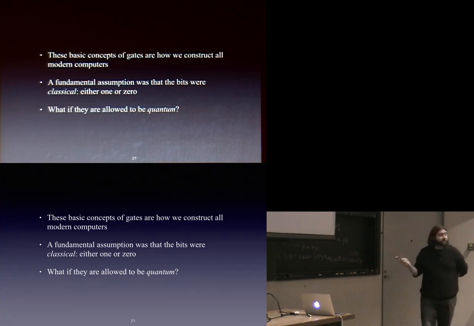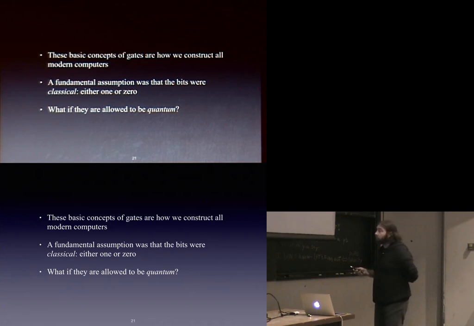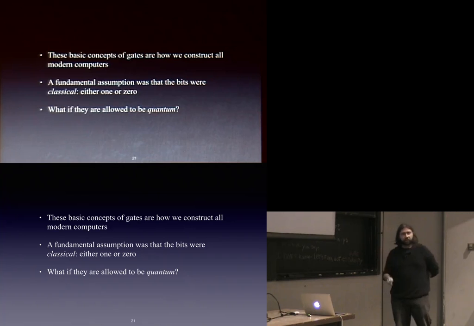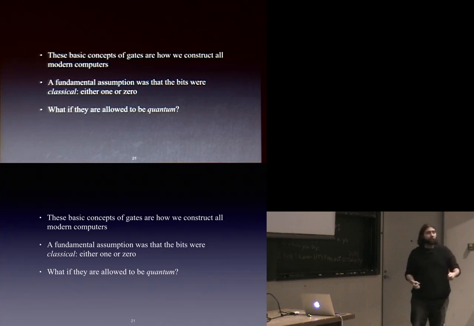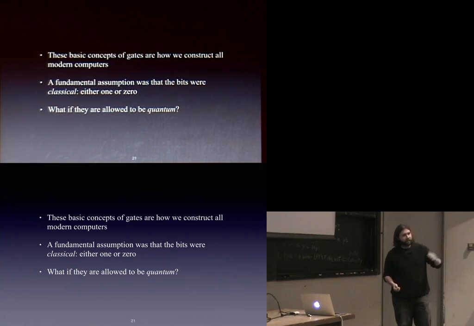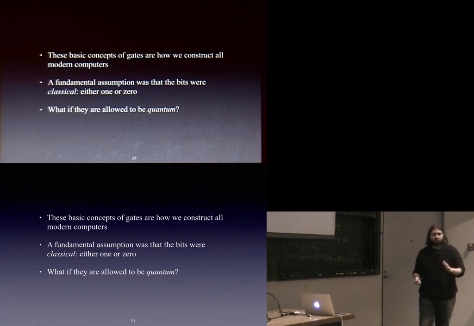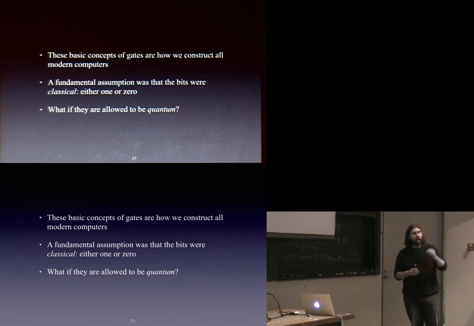But a fundamental assumption that we made when describing all of this was the following. We assumed that these bits, the smallest piece of information, a true or false statement, a one or a zero, are either one or zero, right? And that's a very classical concept. If I really have a macroscopic wire with some voltage applied to it, that voltage is either high or low. You can imagine that there's technically some intermediate range, but for our purposes, there's really just high voltage or low voltage.